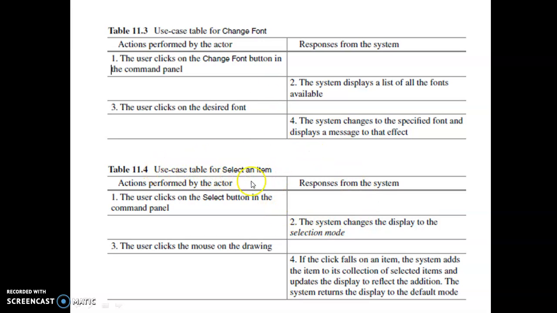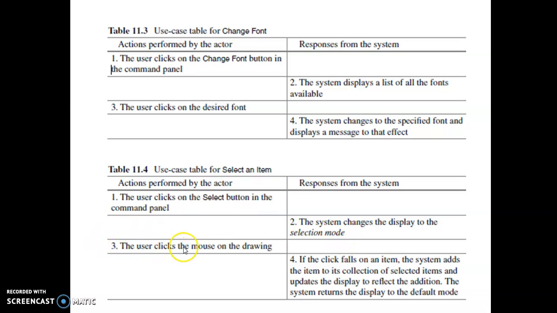Use case table for select an item. What does it do? Let's see. The user clicks on the select button in the control panel. The system changes the display to the selection mode. Suppose we have four to five items, then you can select from the control panel, and it will change the selection. The selected one will either become slanted, or some indication happens.